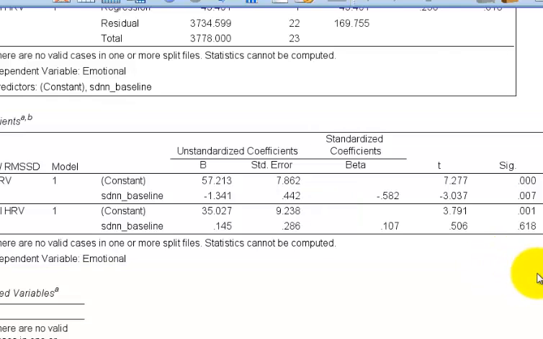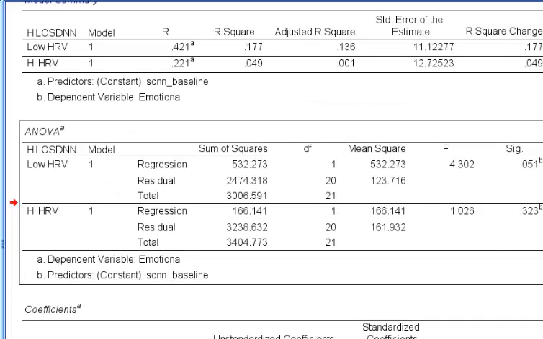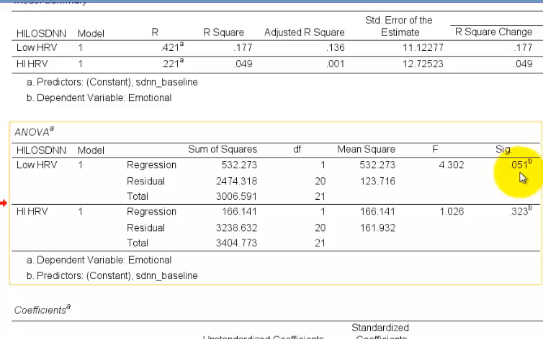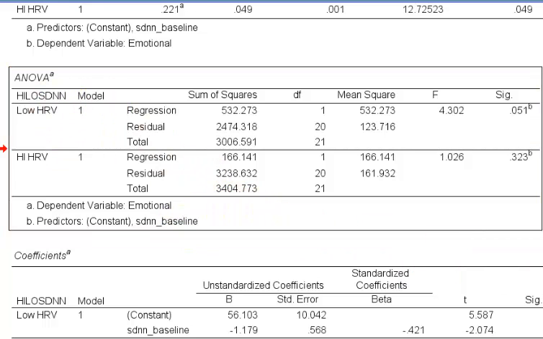And we're looking for something else. Okay, so you got a real close borderline. You can argue it if you want, but you almost have a significant relation when it comes to your low HRV guys between high-low SDNN and SDNN baseline. Okay, so that means you got something going on there, borderline.